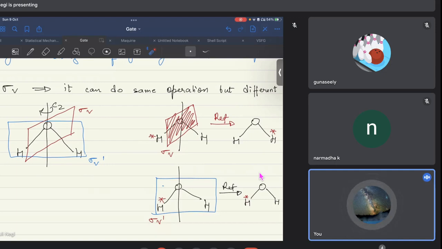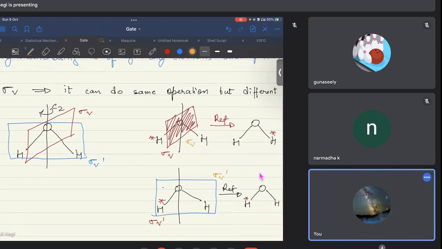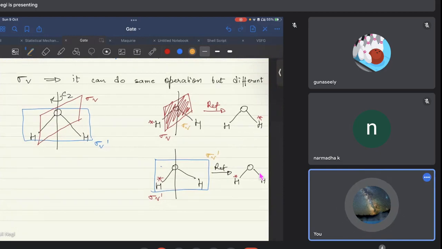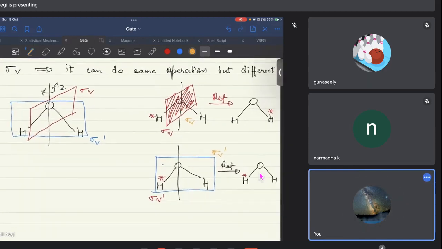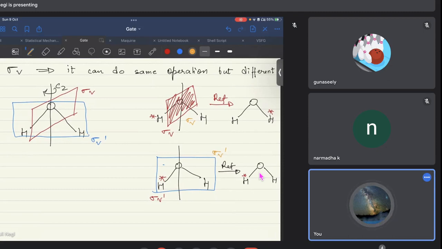For another sigma v, again this is the principal axis, and this is my sigma v containing 1, 2, 3 atoms in the plane. Here it was only the oxygen atom in the plane, here I have all 3 atoms in the plane. So this will do a reflection such that there is no change in the position of my H asterisk. That is why this sigma v prime is different from this sigma v. So I am just giving you an insight about how you should keep this in mind.